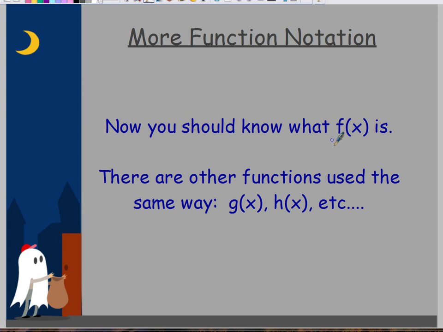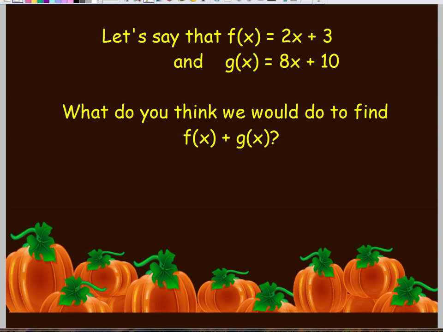I can use whatever letter of the alphabet I want for f, with the exception of a couple like x and y. You wouldn't want to say x of x, right? So g of x, h of x, k of x, j of x, those are all fair ways to write function notation. So let's say that you were given two different functions, which is why we have to be able to use more than one letter. I can't say that both of these are f of x. I have to use different letters for my functions.